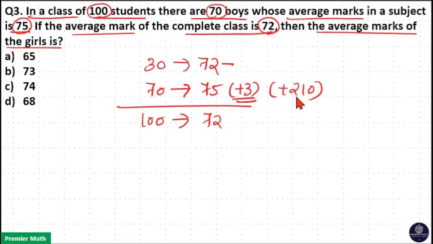Now this plus 210 marks should be equally distributed to these 30 people. We are finding the average of girls. So this plus 210 marks should be equally distributed to these 30 girls. That is 210 by 30. Now 30 goes 7 times in 210. Now 72 minus 7 is equal to 65. We have to subtract the 7 from 72 because the boys' average is greater than the class average, which means the girls' average should be less than the class average in order to balance it as the 72 total average. So here option A, 65, is the average mark of girls.